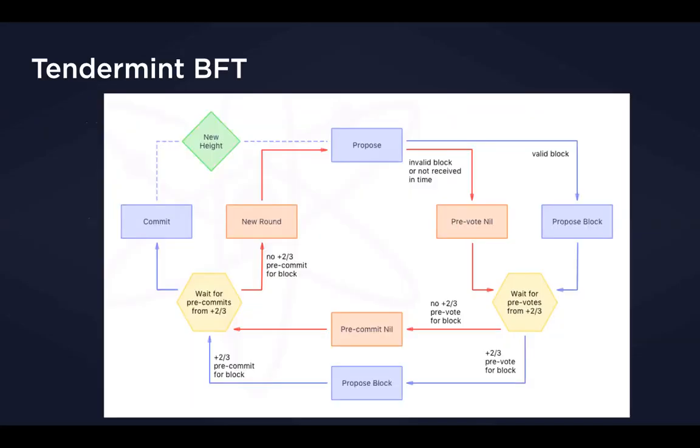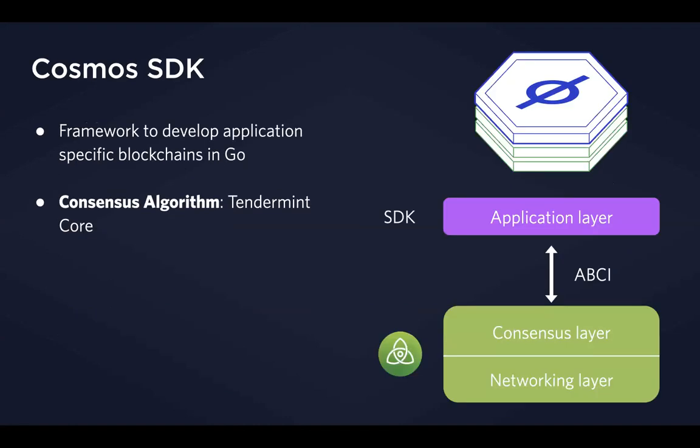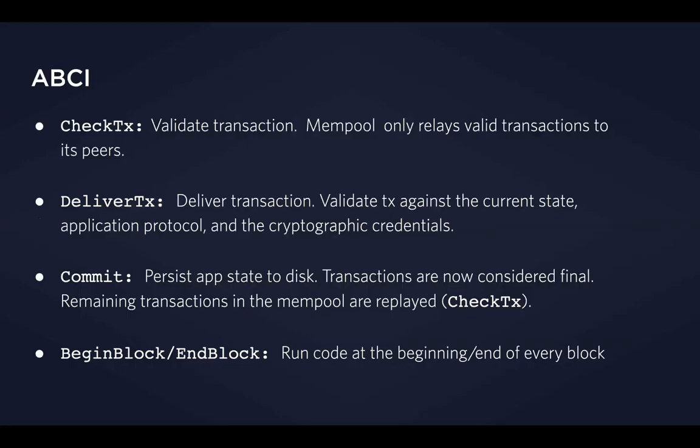And as I mentioned before, the SDK and the whole application layers communicate with Tendermint using the ABCI, which stands for Application Blockchain Interface. The application blockchain interface from Tendermint Core has a set of messages that are required for the validator to check validations, deliver transactions, commit the app state, and then have an additional functionality at the beginning or at the end of each block.